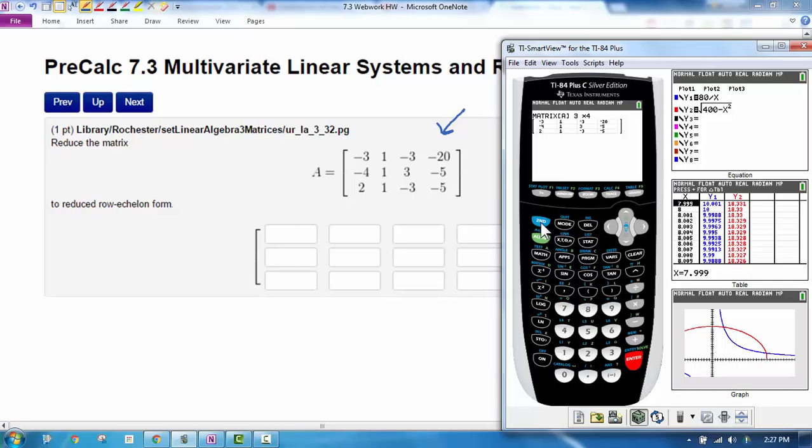Once you get the numbers in, then quit out of there and do second matrix math. Scroll down to row reduced echelon form of matrix A. Go back to second matrix and select matrix A. And this gives you this. That's my answer.